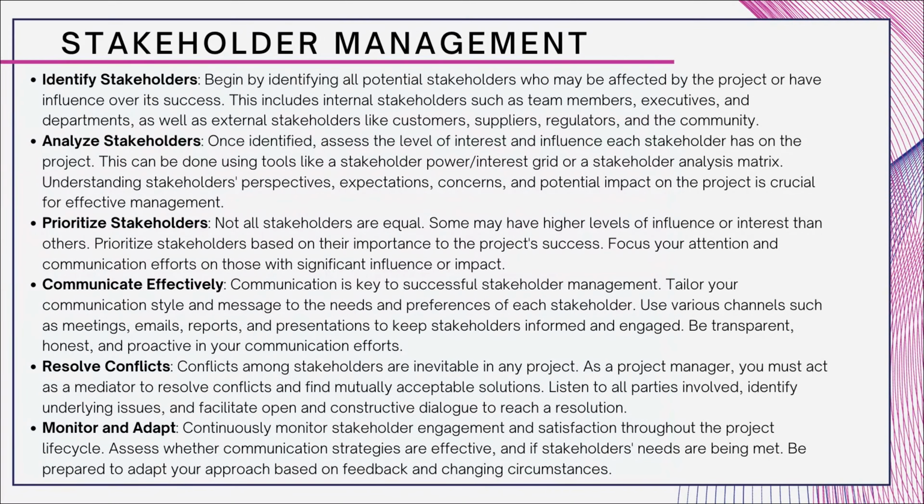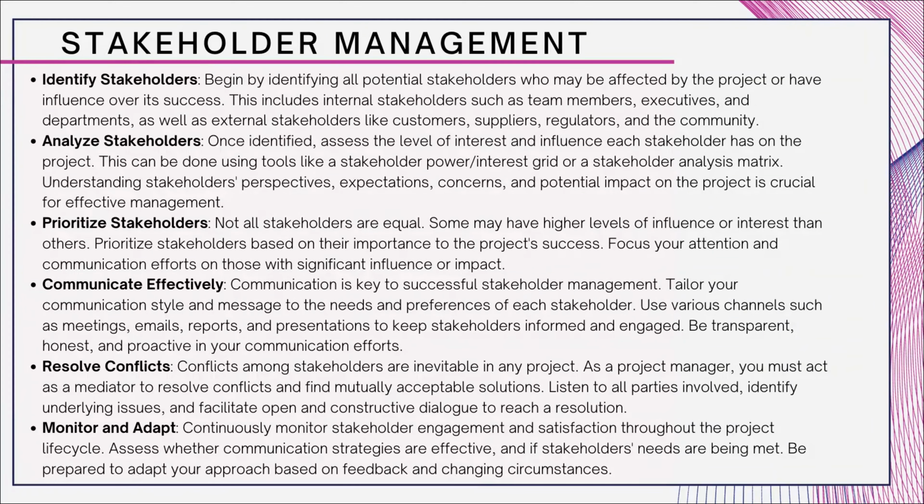Analyzing stakeholders. Once you've been able to identify them, assess their level of interest and their level of influence, their power, for each stakeholder. You can use the stakeholder power interest grid, or they also call it a stakeholder analysis matrix. It's a power and interest grid. So how much power a person has and how much interest they have. Those with both high power and high interest will be at the top of your stakeholder list. So you want to make sure that you're keeping them updated. They know what's happening. They're the ones making the decisions and things of that nature.